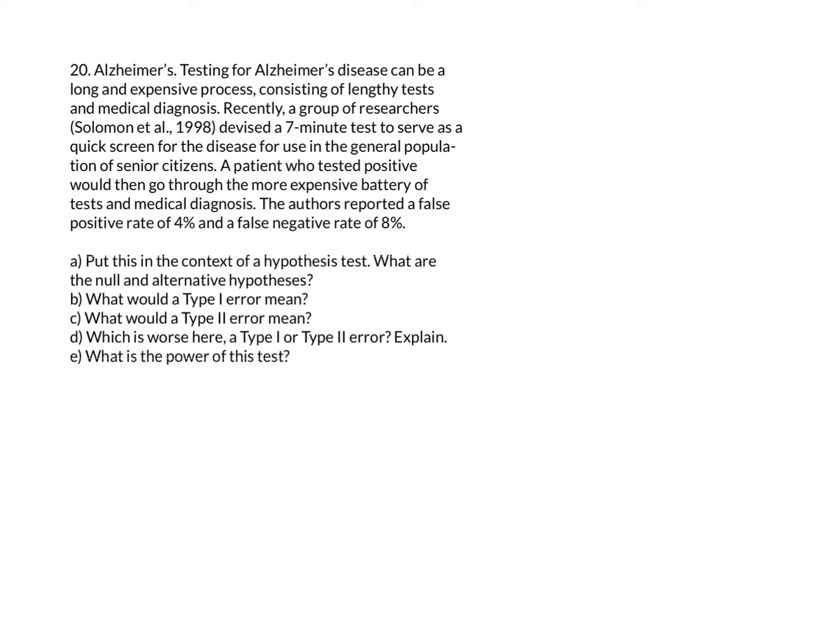It's about Alzheimer's. Testing for Alzheimer's disease can be a long and expensive process consisting of lengthy tests and medical diagnoses. Recently, a group of researchers devised a 7-minute test to serve as a quick screen for the disease for use in the general population of senior citizens. A patient who tested positive would then go through a more expensive battery of tests and medical diagnoses. The authors report a false positive rate of 4% and a false negative rate of 8%. Put in this context of a hypothesis test, what are the null and alternative hypotheses?